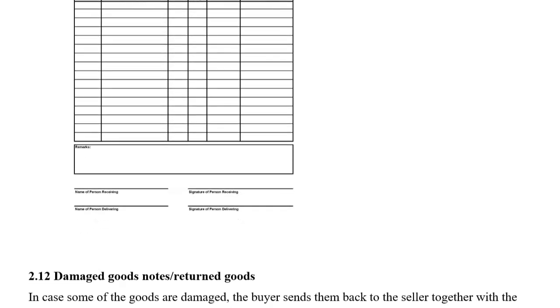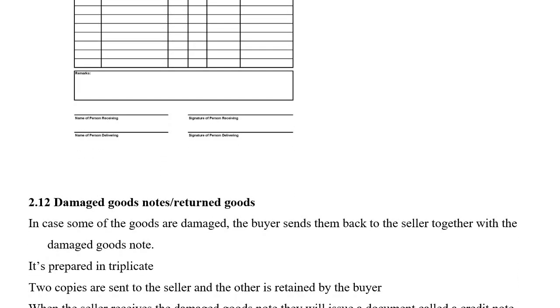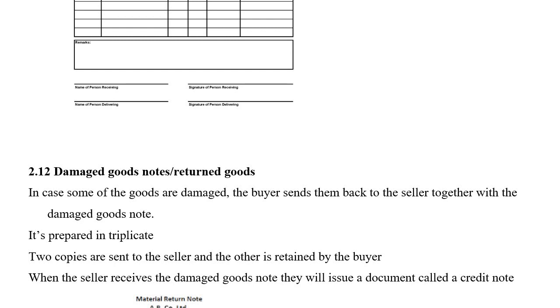And also we have another document of home trade called the damaged goods note, or rather returned goods. Let's say in case some of the goods are damaged, the buyer sends them back to the seller together with a note called a damaged goods note, and mostly it is prepared in triplicate, let's say three, sorry. So two copies are sent to the seller and one is retained by the buyer. When the seller receives the damaged goods note, they will issue a document called a credit note.